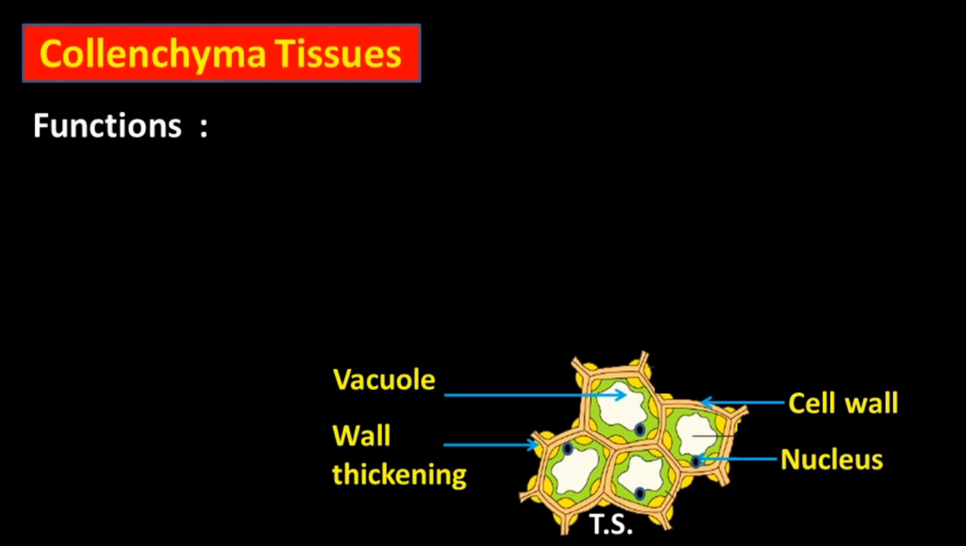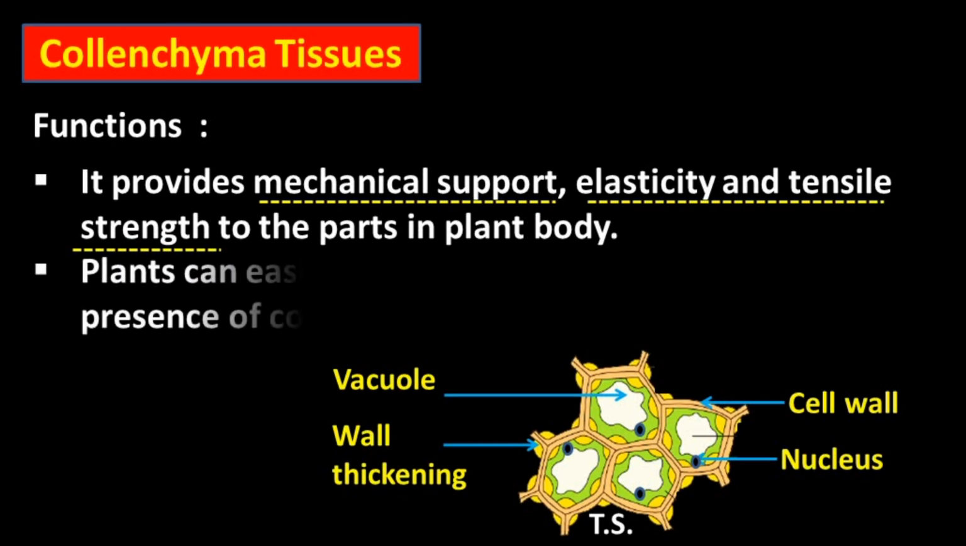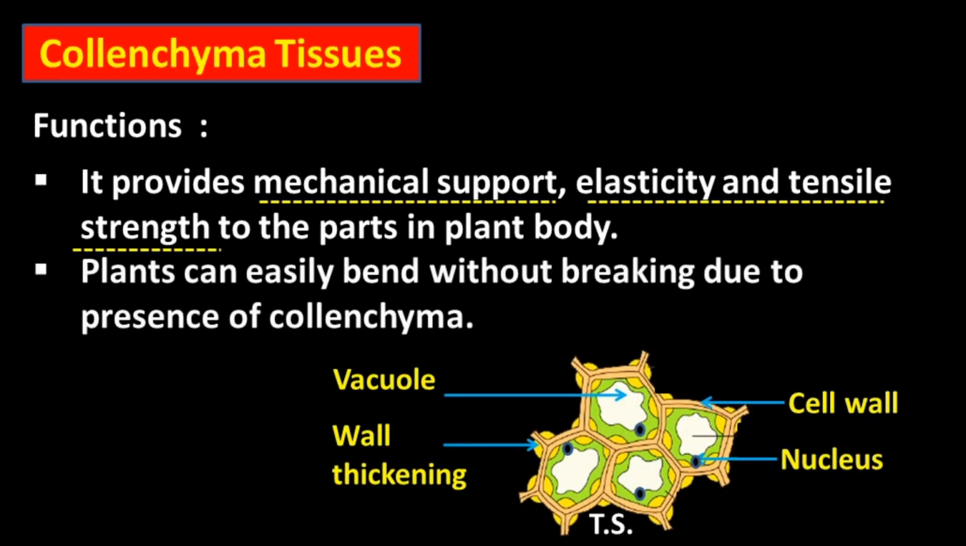What is the function of collenchyma tissue? It provides mechanical support, elasticity and tensile strength to the parts of the plant body. Elasticity means when they bend, they do not break. Plants can easily bend without breaking due to the presence of collenchyma tissue. It means these collenchyma tissues provide elasticity to the plant, so they do not break.